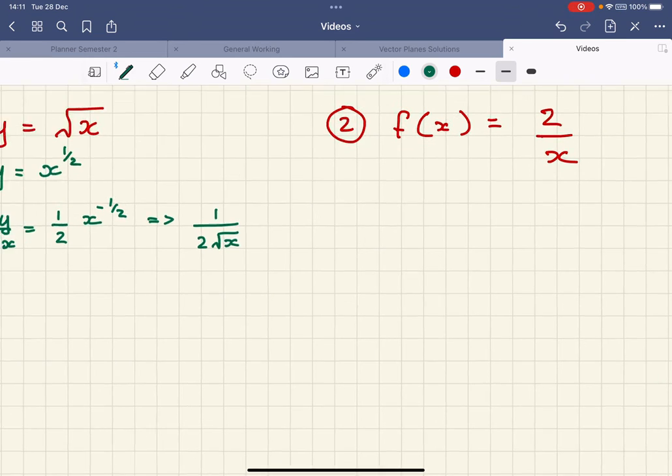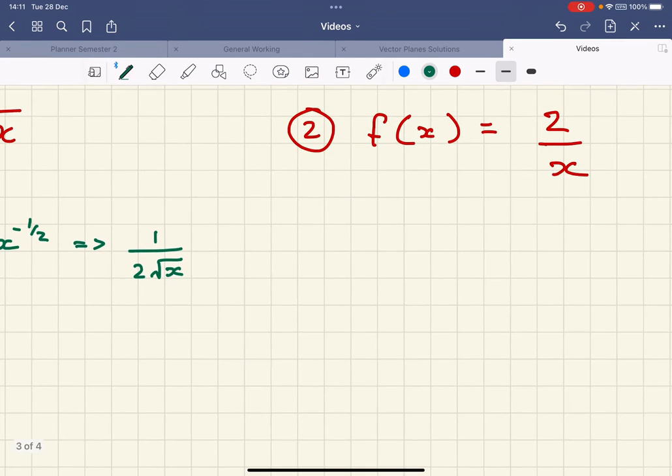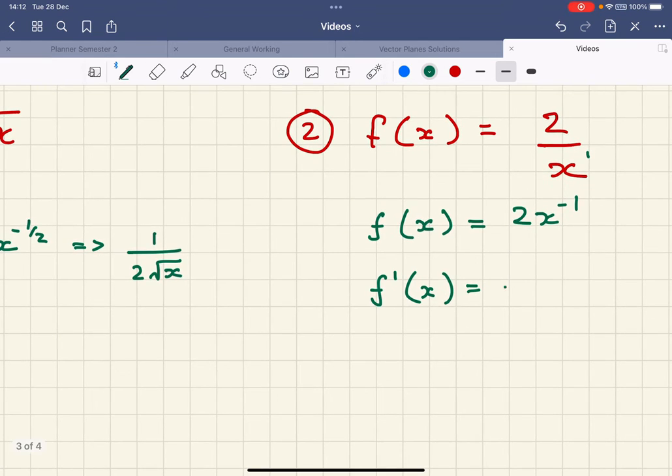So we're going to do another one here, and we're going to do the same thing. Before we start, we're just going to rearrange this one, and remember that if this is basically 2 over x to the power of 1, this becomes 2x to the minus 1. So when we differentiate this, we just multiply that minus 1 by the 2, which gives me minus 2. We take 1 away from the power.